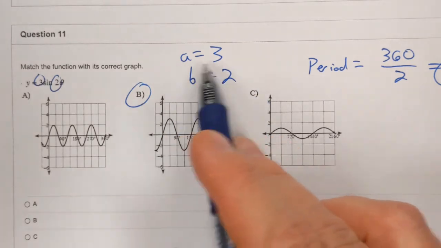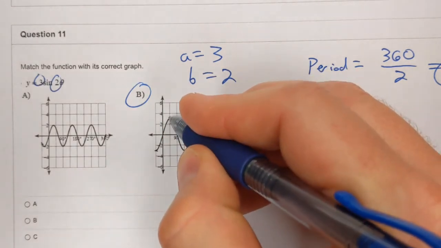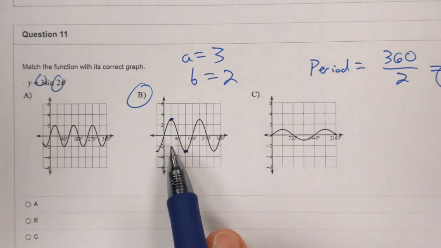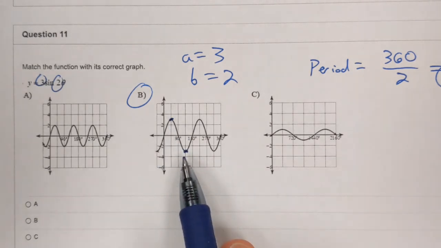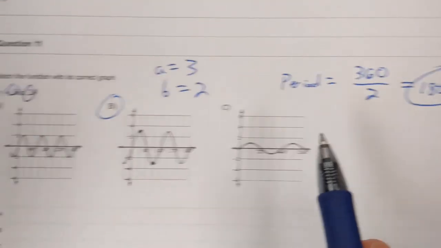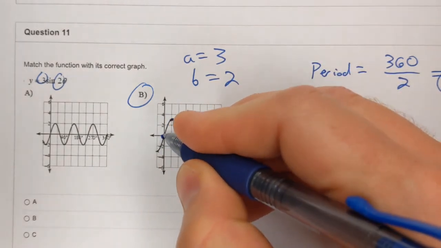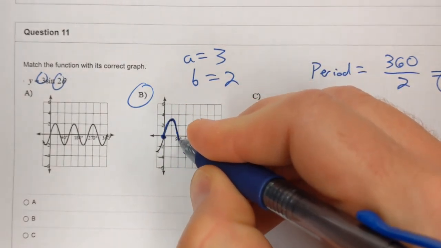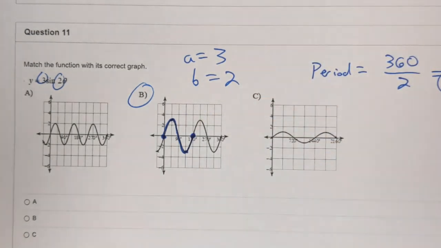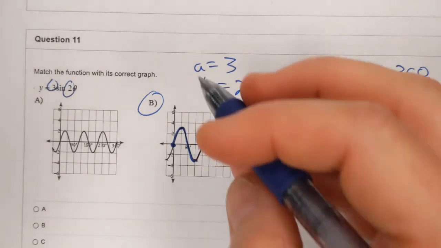Not only because it has the correct amplitude, which is often just a great giveaway. Notice the amplitude here. This is actually the only graph that goes up to 3 and down to -3. So right off the bat, you know it has to be B just by looking at that. But also look at the period. The period of 180: this graph does a complete cycle. It goes all the way up, all the way down, back to where it started, in just 180 degrees. So without question, the answer is B.